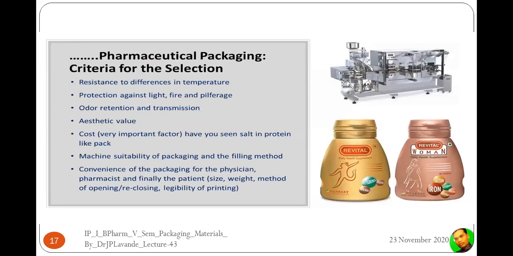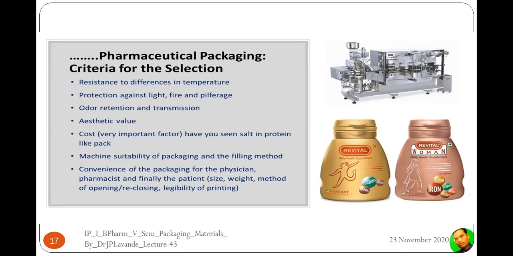There is another criterion, the resistance to differences in temperature, because in countries like India we see extreme temperatures. There are a variety of temperatures: extreme cold, extreme heat, and extreme moisture. As there are different seasons, like summer, winter, and the monsoons, the packaging material should offer protection in all these adverse, extreme conditions.